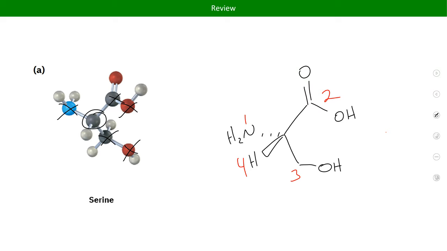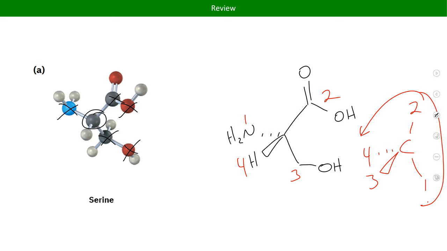So showing that, here's our carbon, four is into the board, three is out of the board, one is here, and then two is up and a little to the right. But it doesn't really matter that much, as long as we keep its position relative to everything else the same. Mine looks a little bit different just because I flattened it out to fit it on the board there. Then we count one, two, three, which is going to give us an S. Counterclockwise, S.